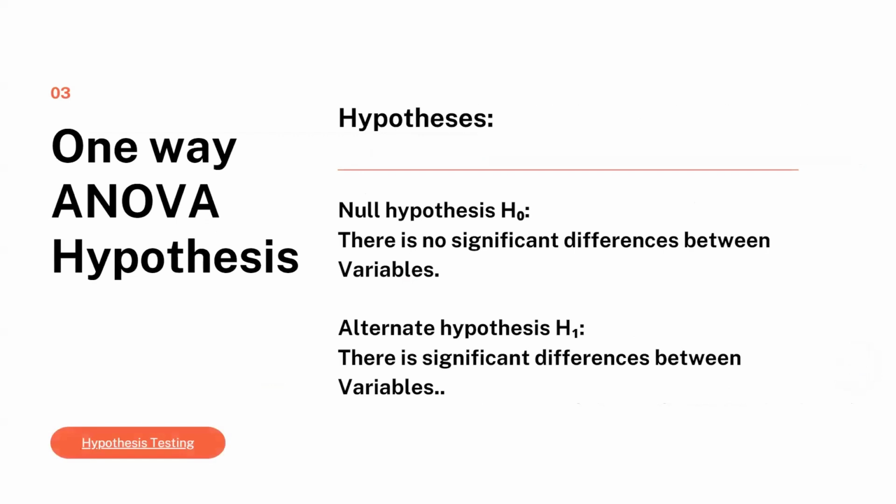So, in chi-square, we take the hypothesis as an association. We are comparing the variables and finding if there is any association between them or not. But in one-way ANOVA, we are testing whether there are any differences between the variables or not. So here the null hypothesis says that there is no significant difference between the variables, against the alternative hypothesis which says there is a significant difference between the variables.